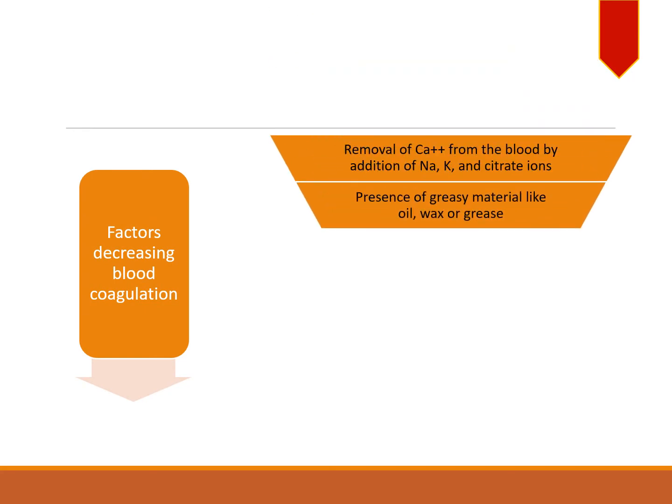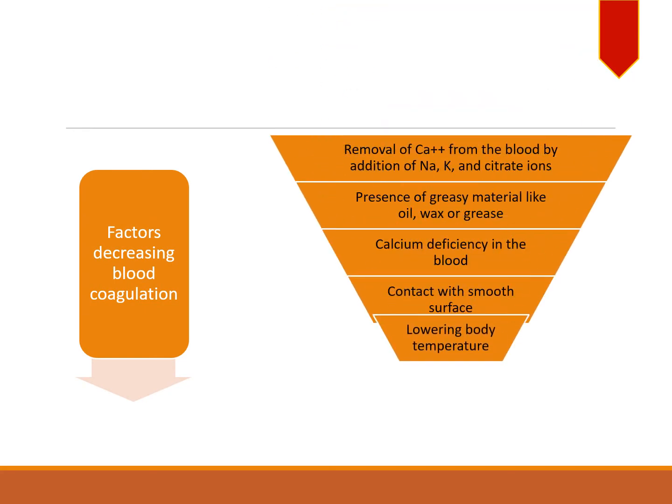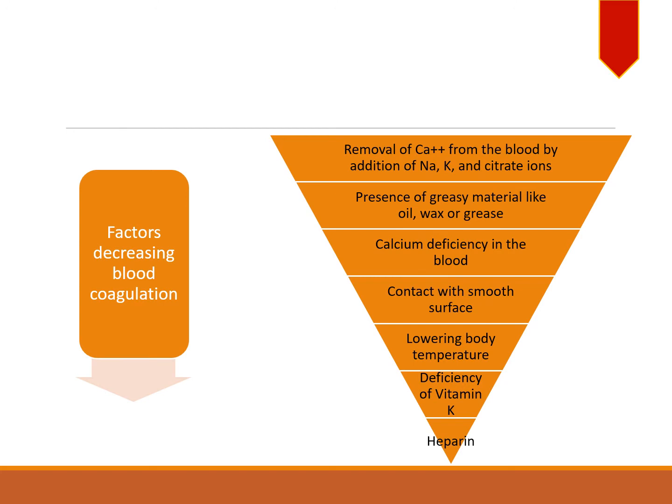Next, we will study factors that decrease blood coagulation. Removal of calcium ions from blood by adding sodium, potassium and citrate ions. Presence of greasy material like oil, wax or grease. Calcium deficiency in the blood. Contact with smooth surface. Lowering body temperature. Deficiency of vitamin K and heparin.